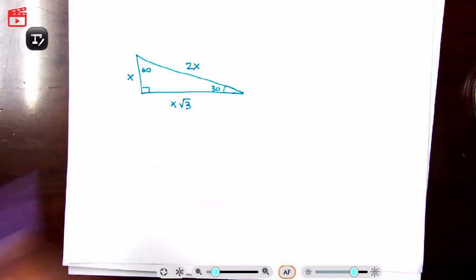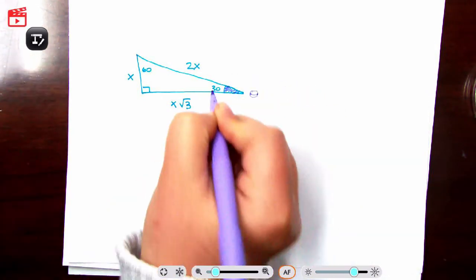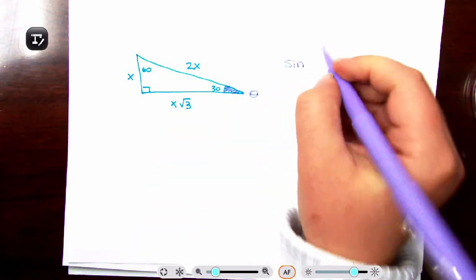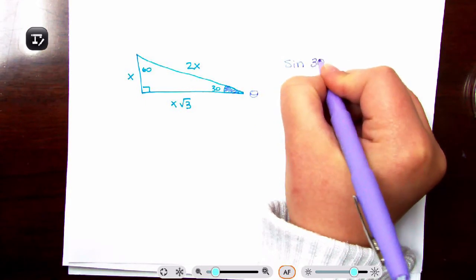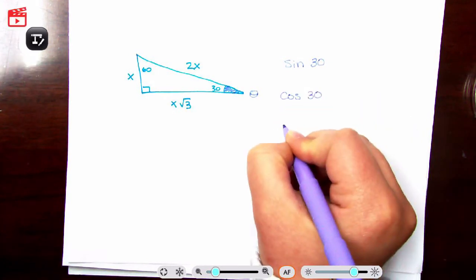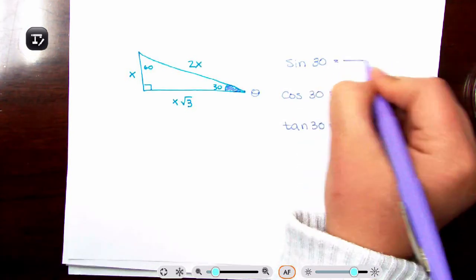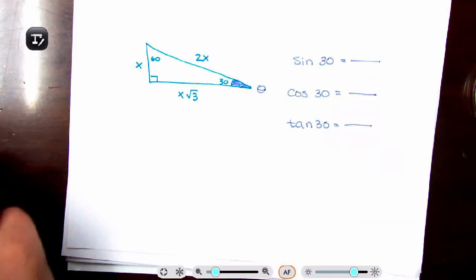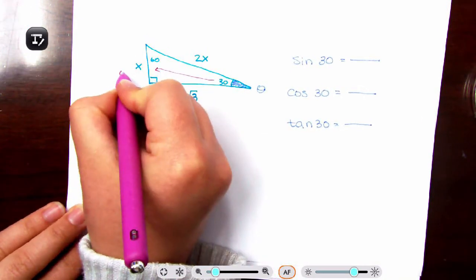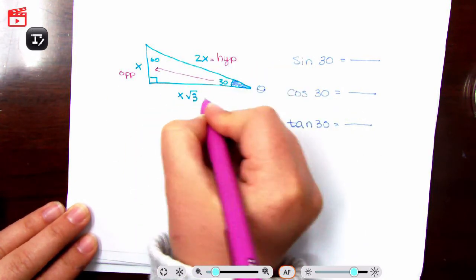If we're having our eyeball here, so this is where it does matter where your eyeball is, because theta is at 30. So when we write sine, the fraction when we look through the 30-degree angle is different than the fractions when we look through the 60-degree angle. So here are our labels. Here's the opposite, it's opposite from 30 degrees. Here's your hypotenuse, and here's your adjacent.